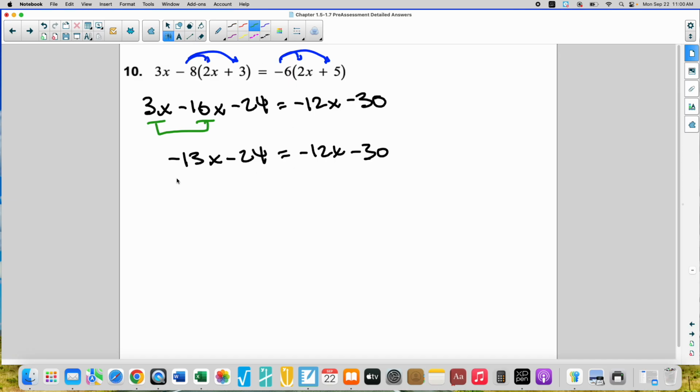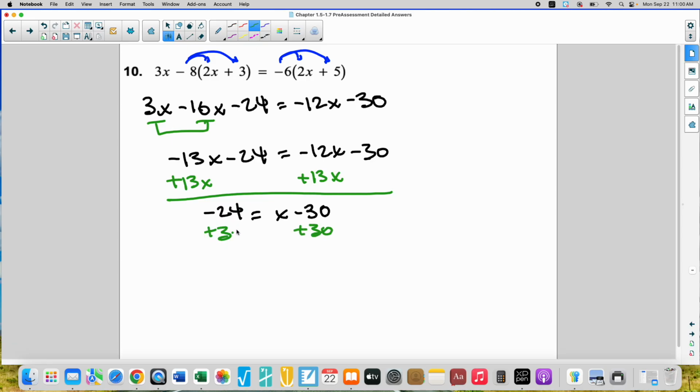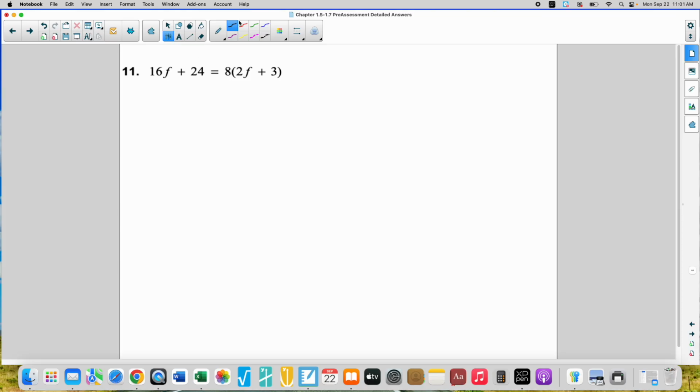Let's move the 13x this way. -24 equals x minus 30. Let's add 30 to both sides. And we get 6 equals x. Didn't have to do any more work. We have distribution.